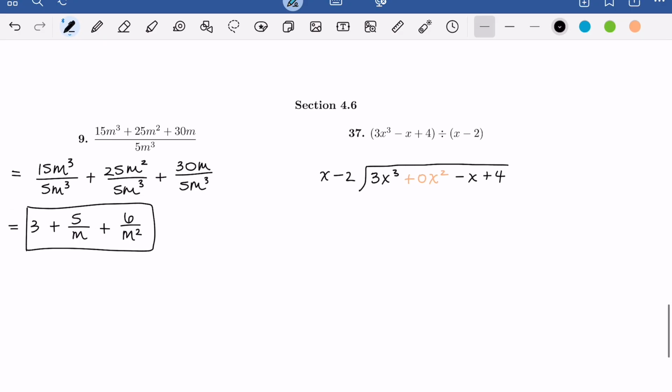So again, we're going to repeat this process here. Our first step is going to be to divide our leading terms. So we have 3x cubed and x as our leading terms, and we're going to go ahead and divide these out. This is going to give us a 3x squared.